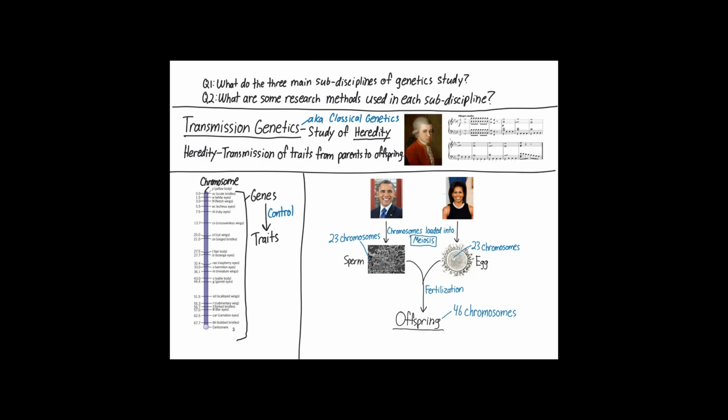So because this is the way that traits are passed from parents to offspring, transmission genetics studies chromosomes, meiosis, and fertilization. We'll cover this in detail in Chapter 2.